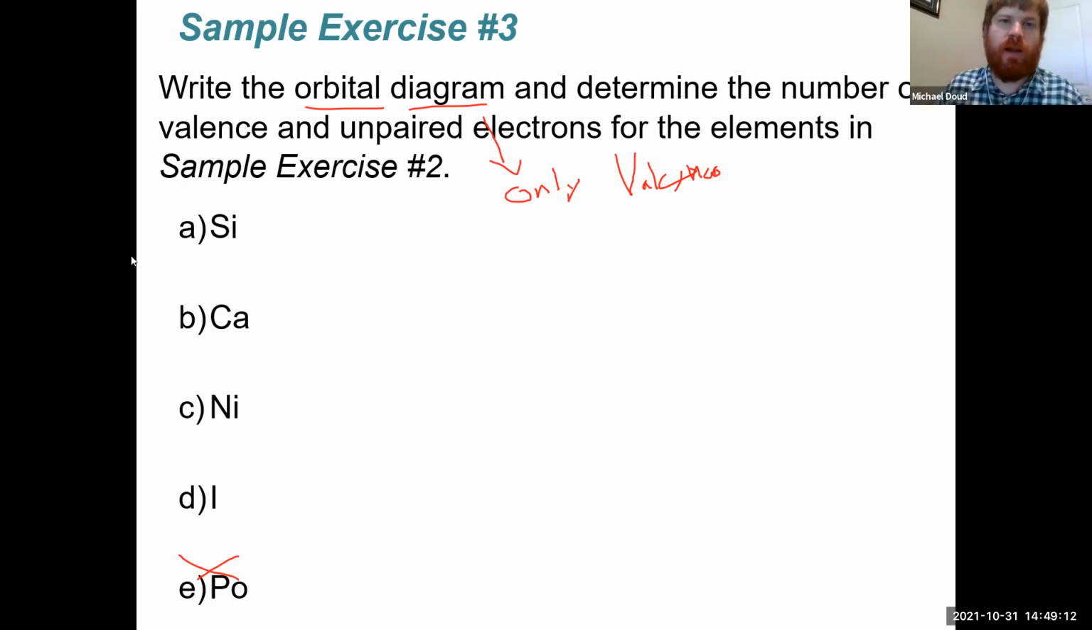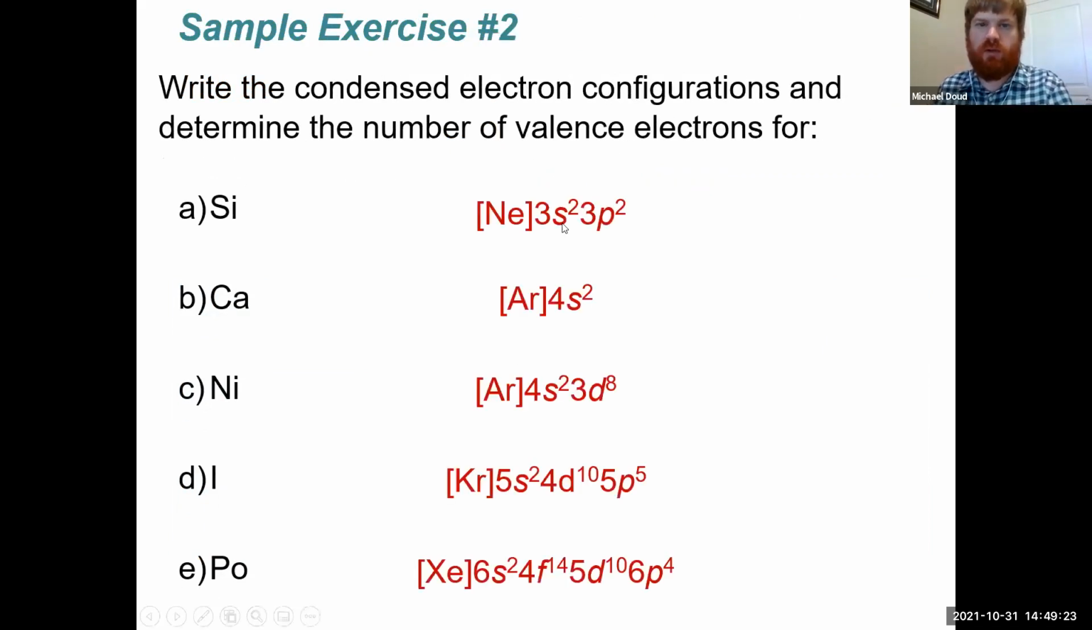Okay, and I think we're ready to go ahead and check this out. So I didn't put the answers on here. Let's go ahead and look at a previous one here, and we'll do the answers together.